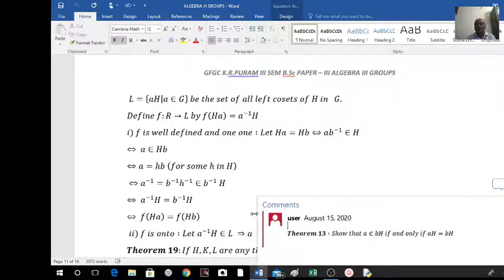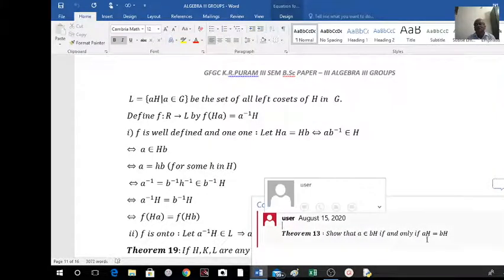Show that A belongs to BH if and only if AH equals BH. So that is here C. A belongs to BH if and only if AH equals BH. Is it similar to this one here? A inverse belongs to B inverse H.